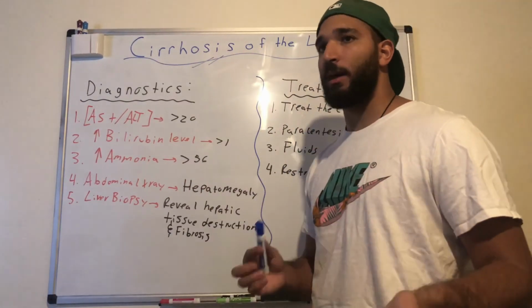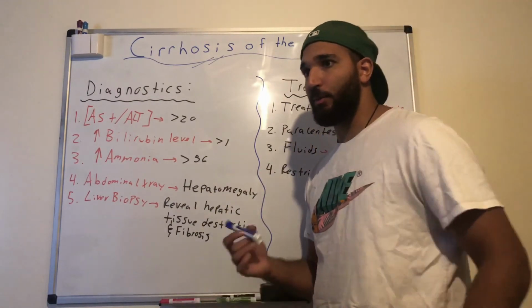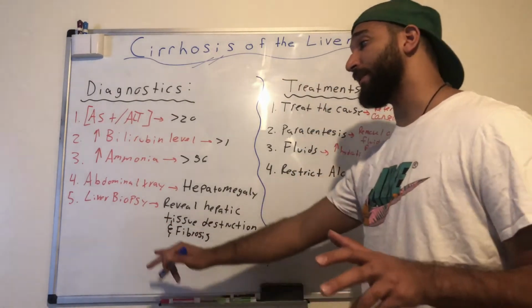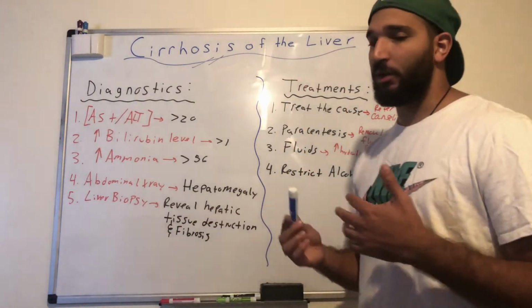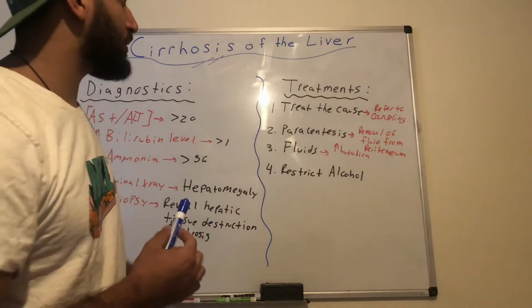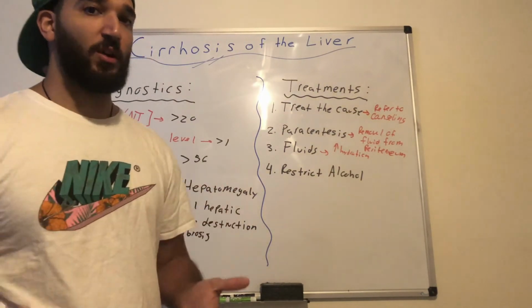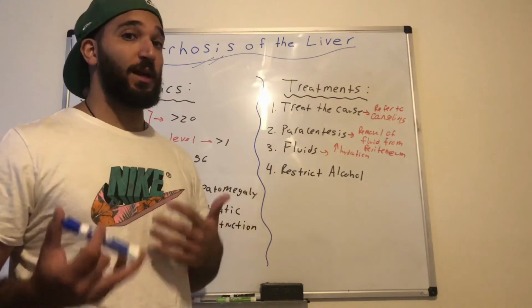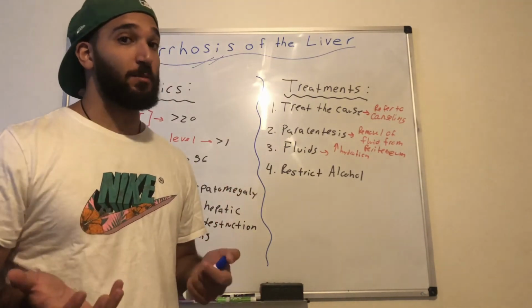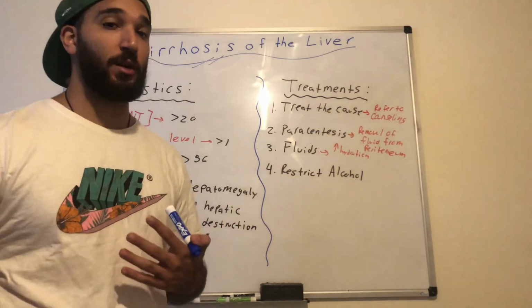We can also diagnose cirrhosis with an abdominal x-ray. There we're going to see hepatomegaly, an enlarged liver. One of the best ways to diagnose cirrhosis of the liver is with a liver biopsy. That's going to reveal hepatic tissue damage and fibrosis. For some treatment styles, we want to treat the cause. What is the reason why the liver is not functioning? For alcoholics, we want to refer them to counseling. A physician may place them on a certain medication to prevent them from drinking alcohol.